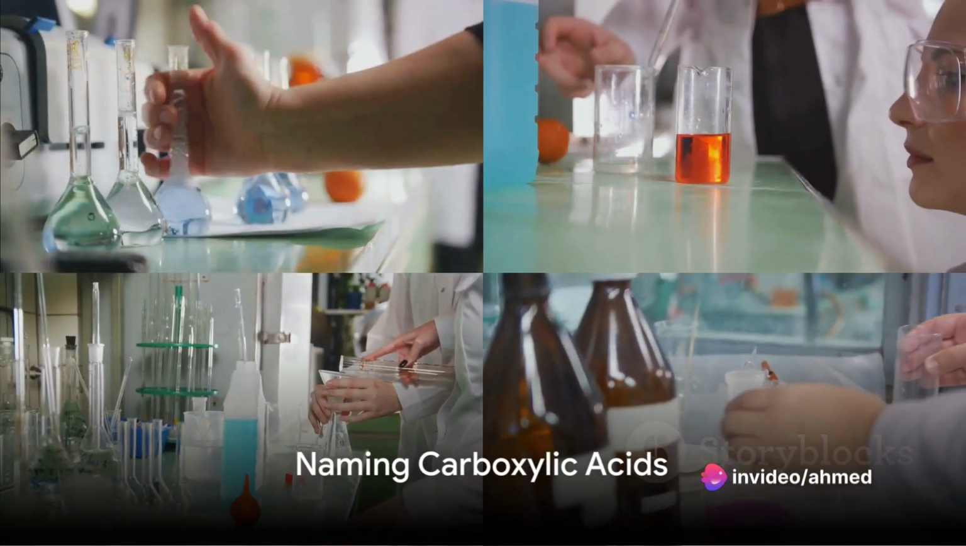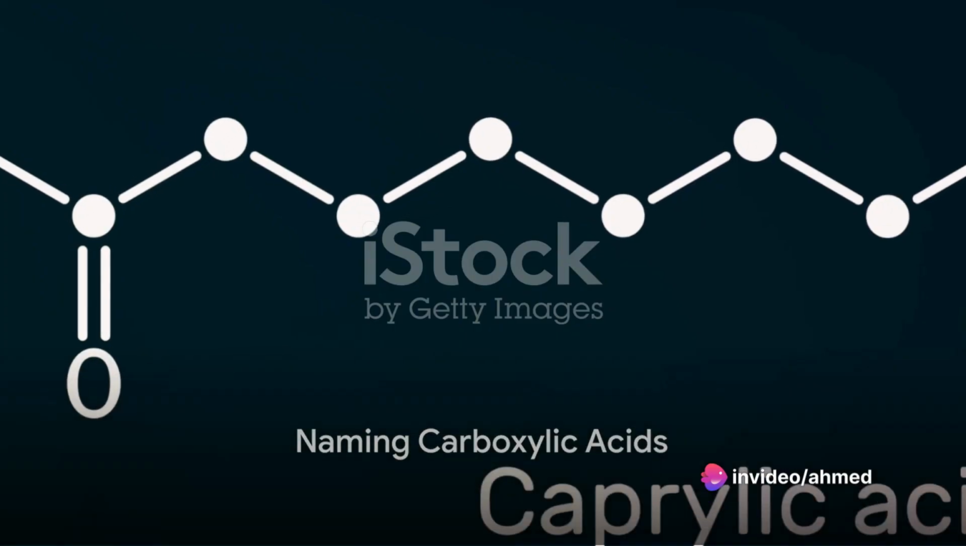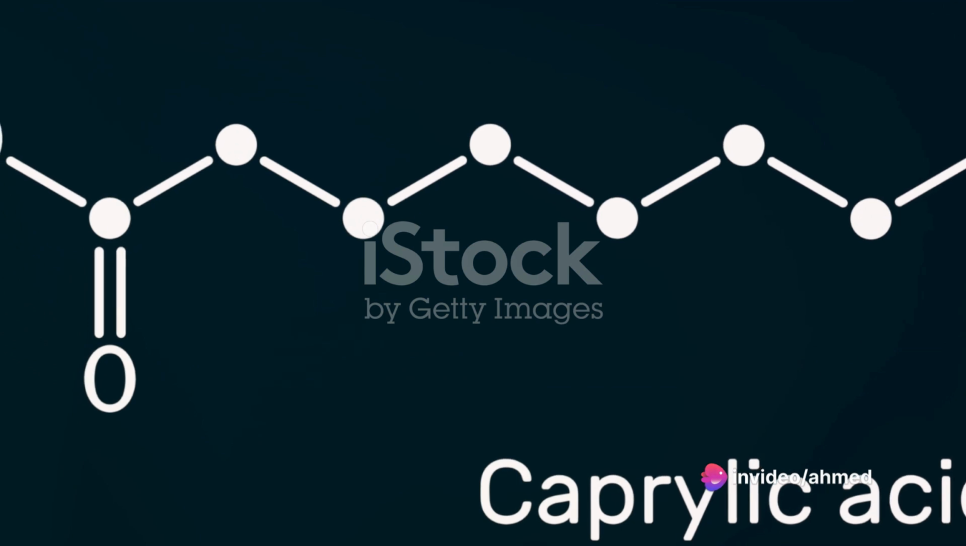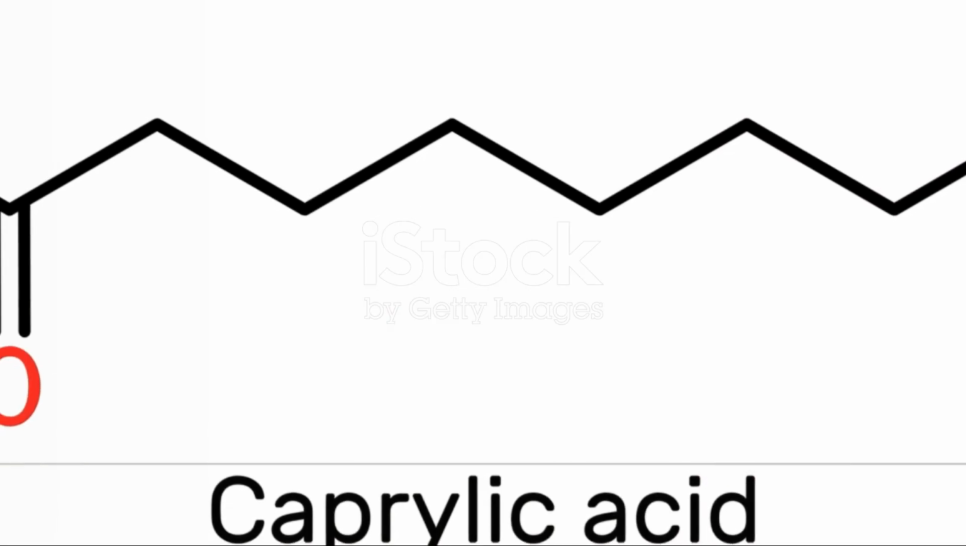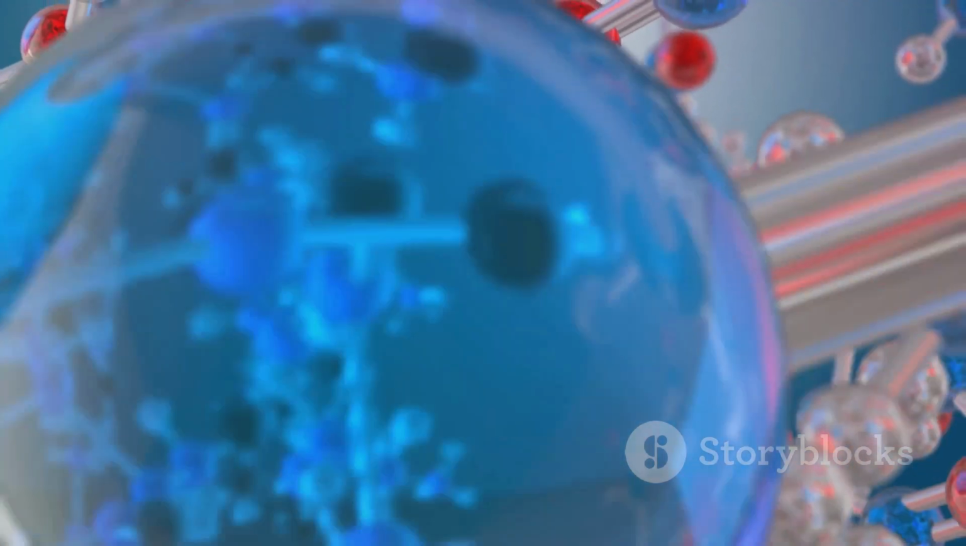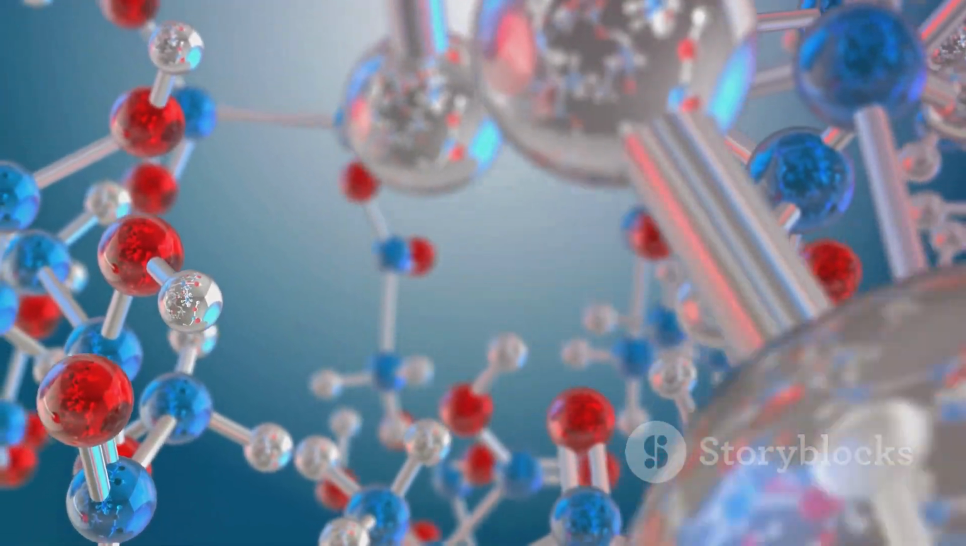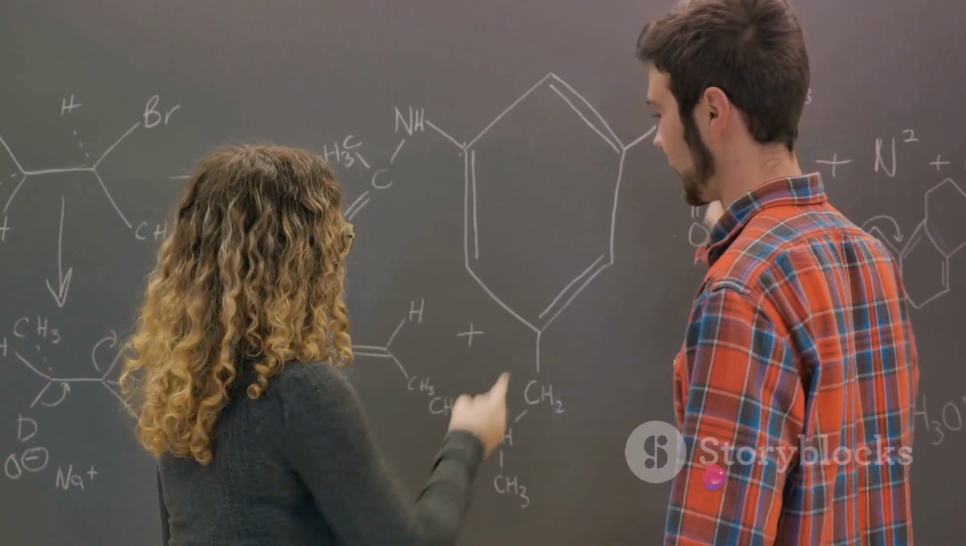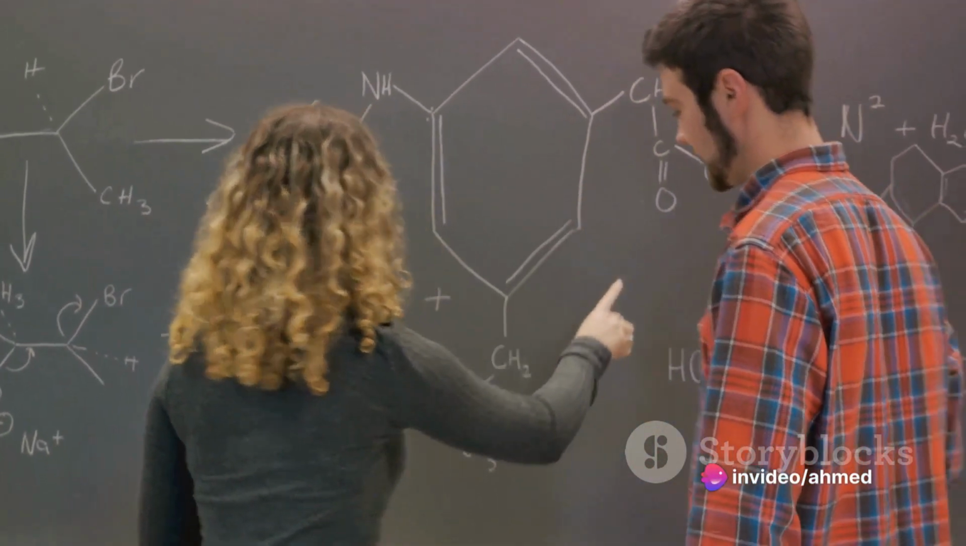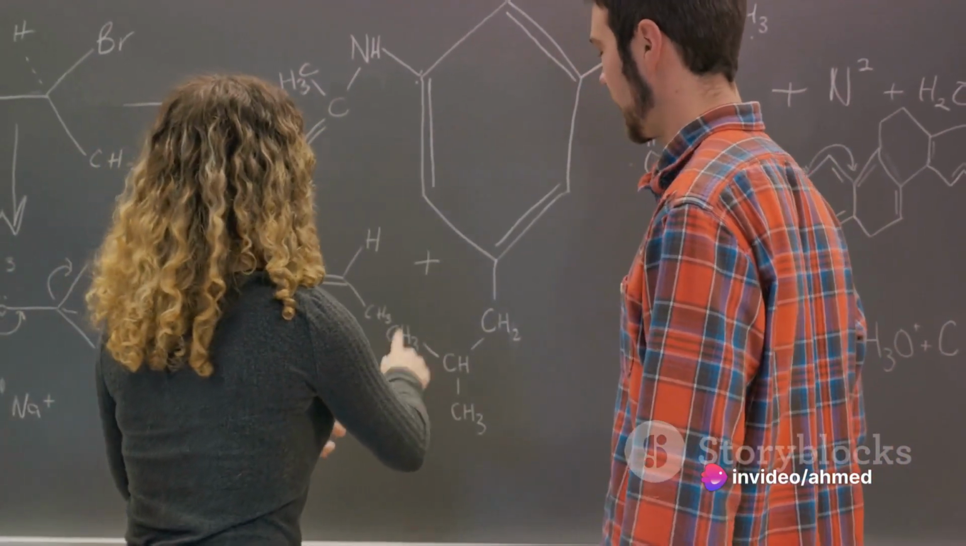Lastly, we'll look at carboxylic acids. The longest carbon chain containing the carboxyl group is identified. From methanoic acid to decanoic acid, the names reflect the number of carbon atoms. Substituents are named and numbered to give the carboxyl group the lowest possible locants.